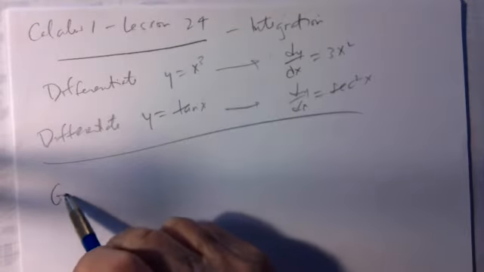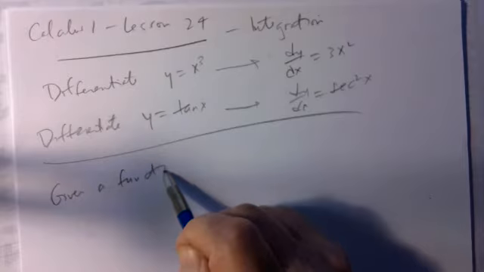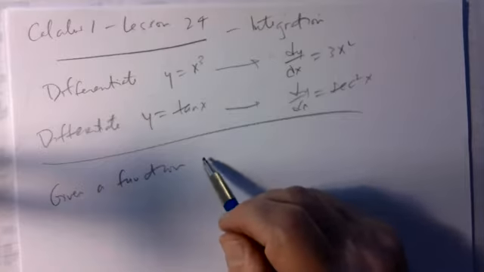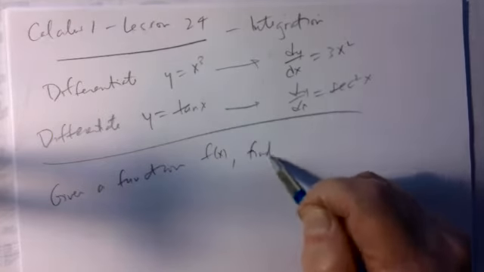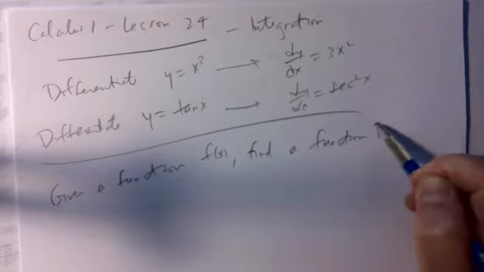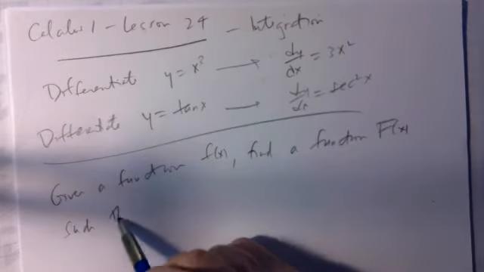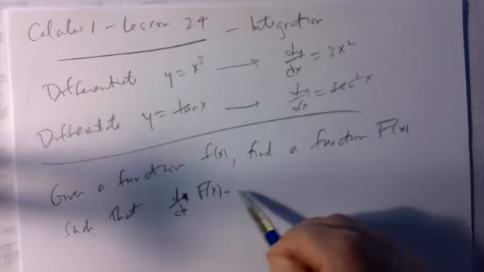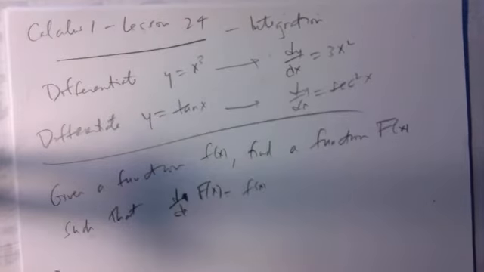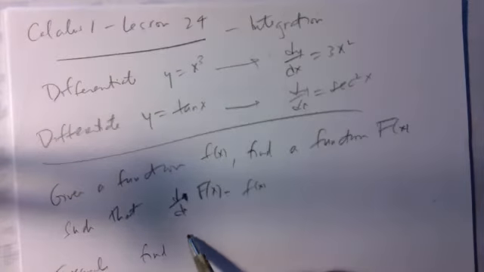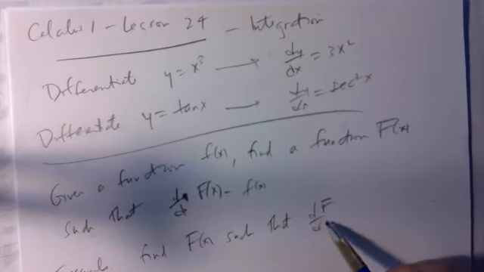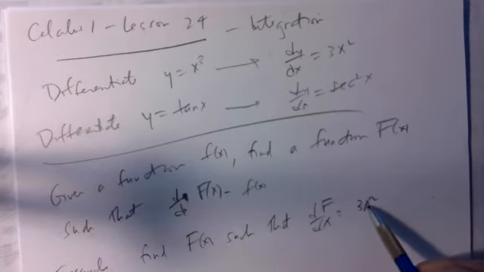and we can reverse it. We might say, given a function f of x, find a function capital F of x such that the derivative of capital F of x is equal to little f of x. So for example, find F of x such that dF dx is equal to 3x squared.